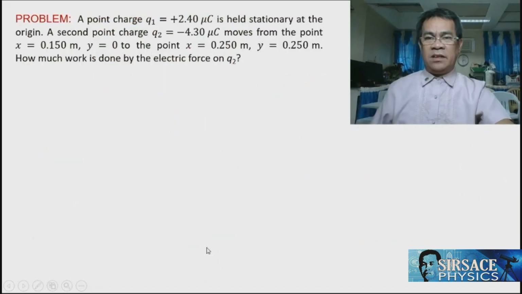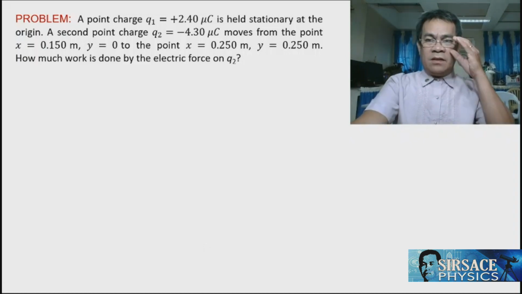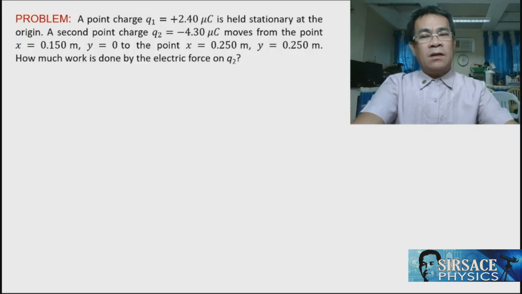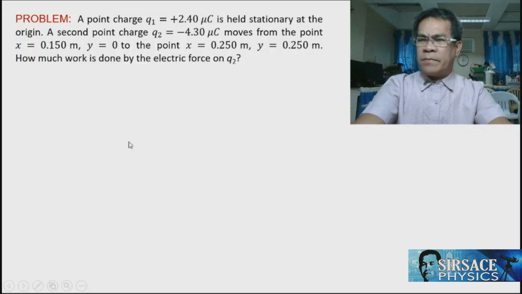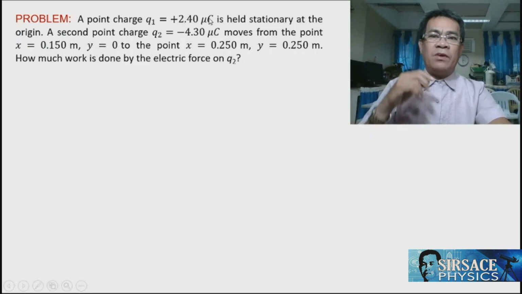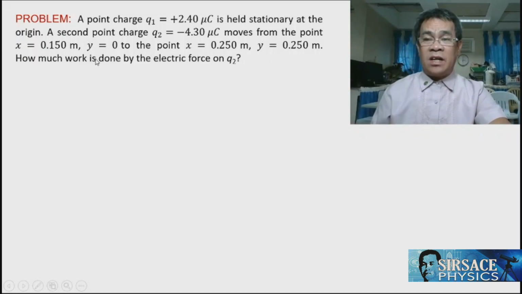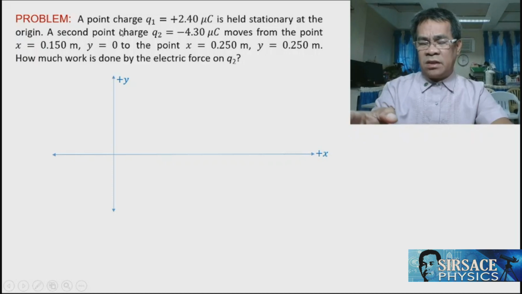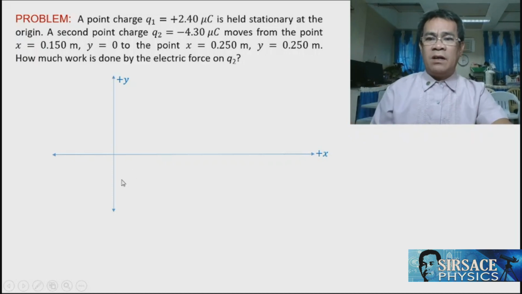Okay, so here comes the example. In order to apply the concept introduced a while ago, we will solve this problem. A point charge Q1 has a positive charge of 2.4 microcoulomb and is held stationary at the origin. So if this is the Cartesian plane, according to the problem, there is charge 1 located at the origin with a charge of 2.4 microcoulomb. So this is stationary according to the problem.